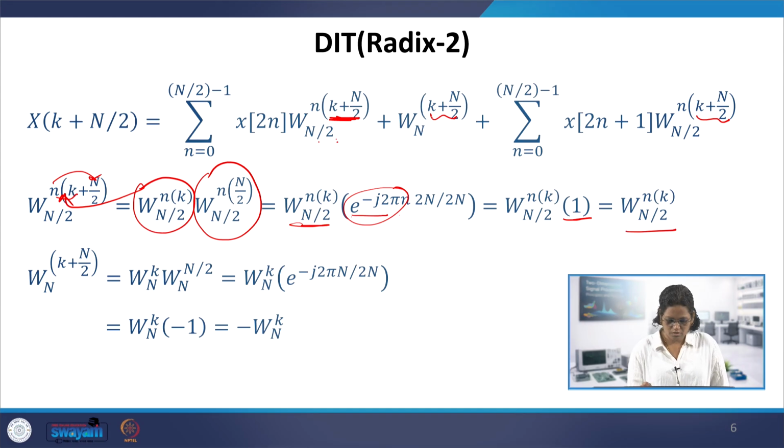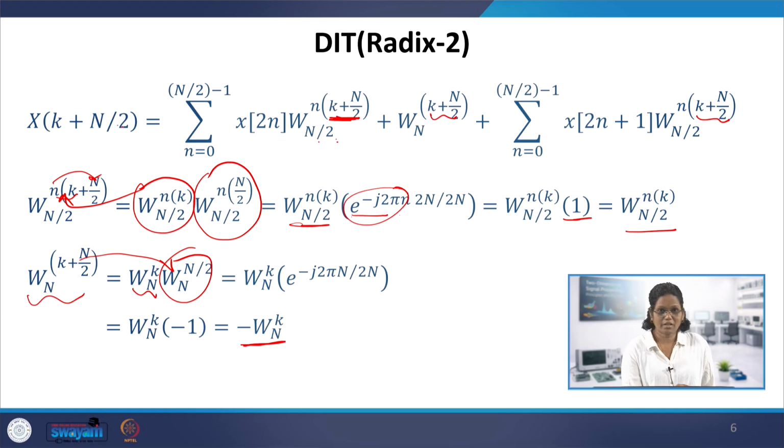Similarly, this one, W in k plus N by 2, can be reduced further. This is the WNk term, and W N by 2 is another term which comes out from here. So what is this going to be? e power minus j2 pi n by 2N. Here this is n by 2, and what we have is this minus 1, so N and 2 cancel, e power minus j pi, which is nothing but minus 1. So this is going to be minus WNk.